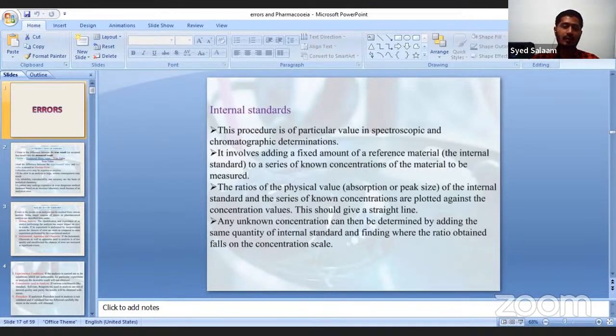Determinate errors are those which can be eliminated, and we have various techniques to eliminate them. We need to look at the various sources causing errors, and then we can eliminate them. Indeterminate errors are random and cannot be identified, so it is very difficult to eliminate them. But still, we have certain methods which we follow, as we have discussed. Minimizing errors can be done by techniques like calibration, running blank, running control, standard addition, internal standards, and amplification.